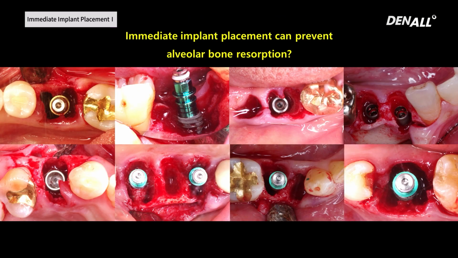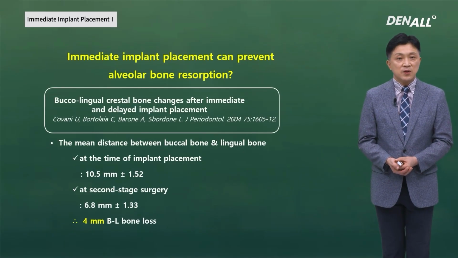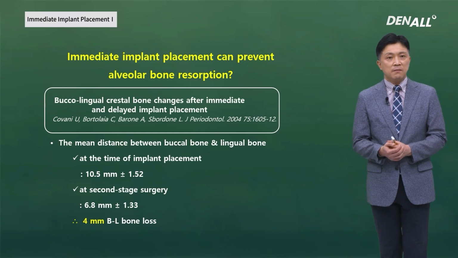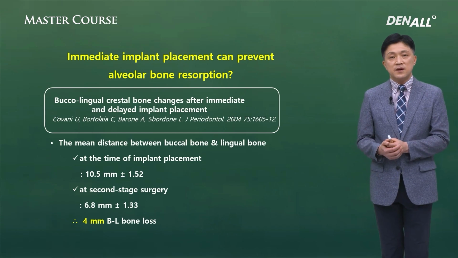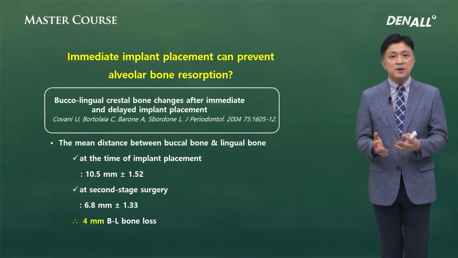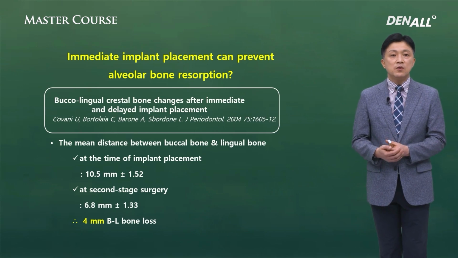Can we prevent alveolar bone resorption by doing immediate implant placement? We do immediate implant placement under the presumption that we can prevent alveolar bone resorption. There's a study on whether immediate implant placement prevents alveolar bone and soft tissue loss. This was reported in 2004. It compares immediate implant placement and delayed implant placement and looks at the dimensional changes in these two types of treatments.